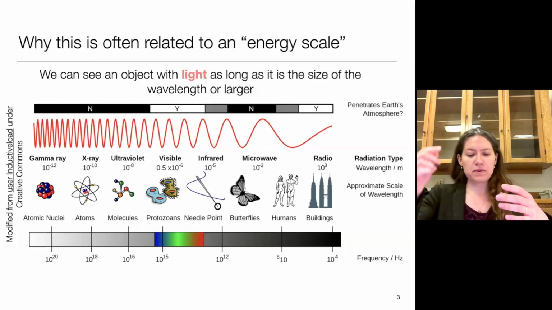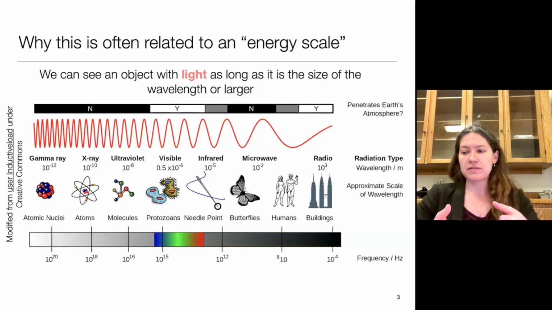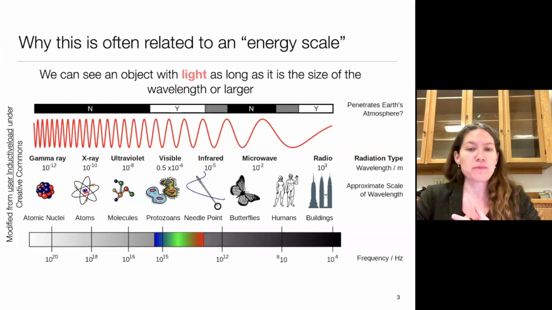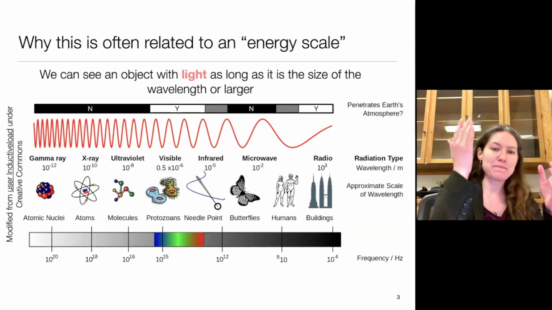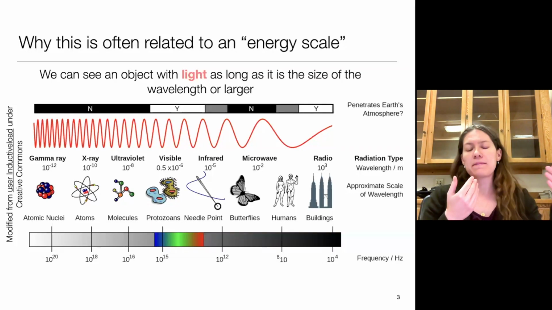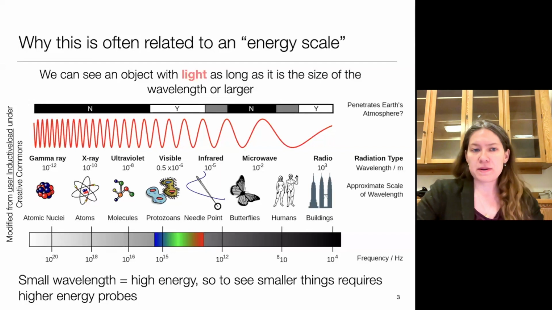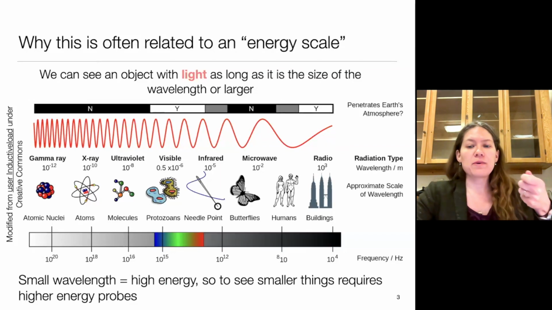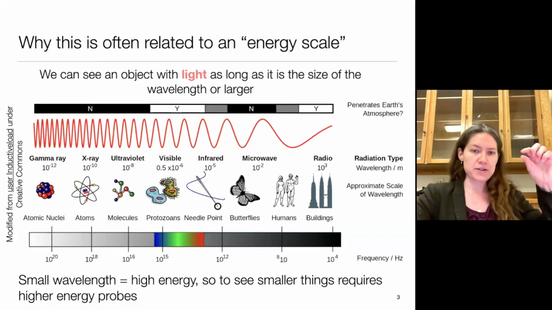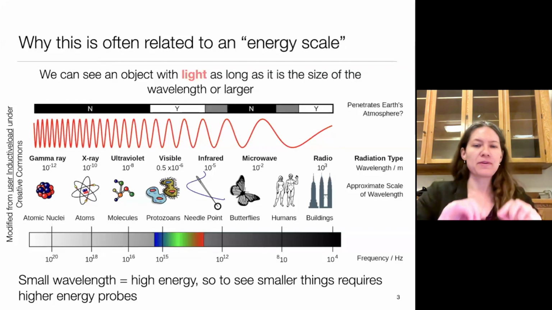You can take a microscope, you can scatter light off of a cell, and you can look at it and see it. But you can't see individual molecules with a regular visible light microscope because they're smaller than the wavelength. And so when light hits them, it'll just kind of bend around them and it won't actually scatter back to your eyes. Because small wavelength corresponds to high energy, it means that if we want to see smaller things, we have to go to higher energy probes to be able to actually essentially interact with those objects.